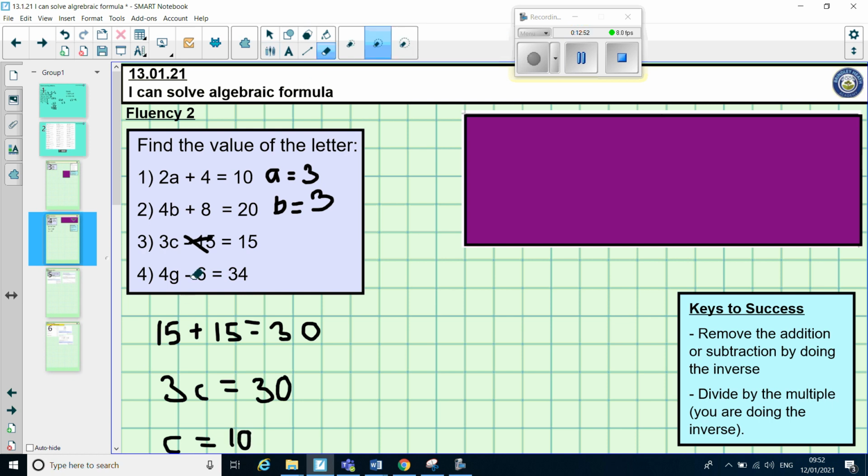Okay, and final step, I'm going to check that that answer makes sense and works in my equation. 3 lots of 10, which is 30, take away 15 equals 15. That's correct. So my answer must be c equals 10.